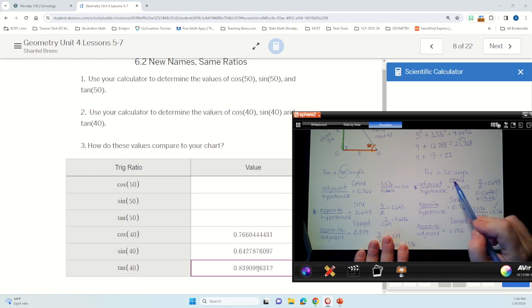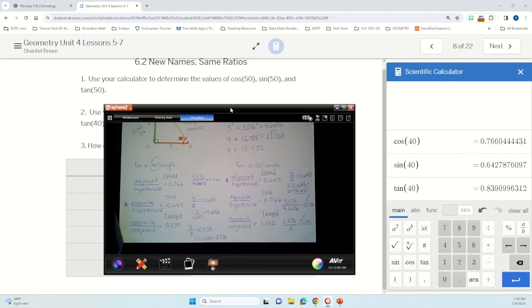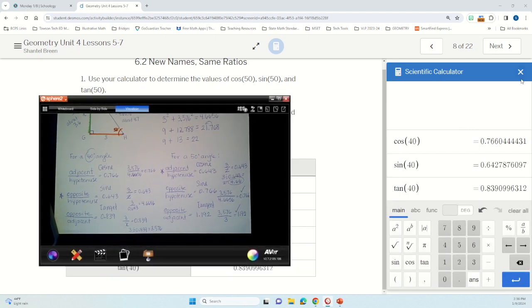And if we do tangent 50, we're going to get the opposite divided by adjacent. This is taking the place of the table. Okay? Now, why is this important?